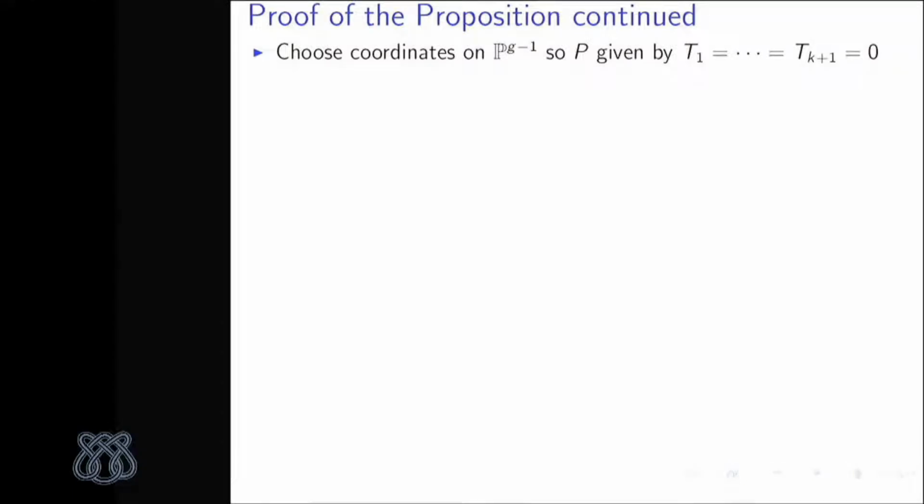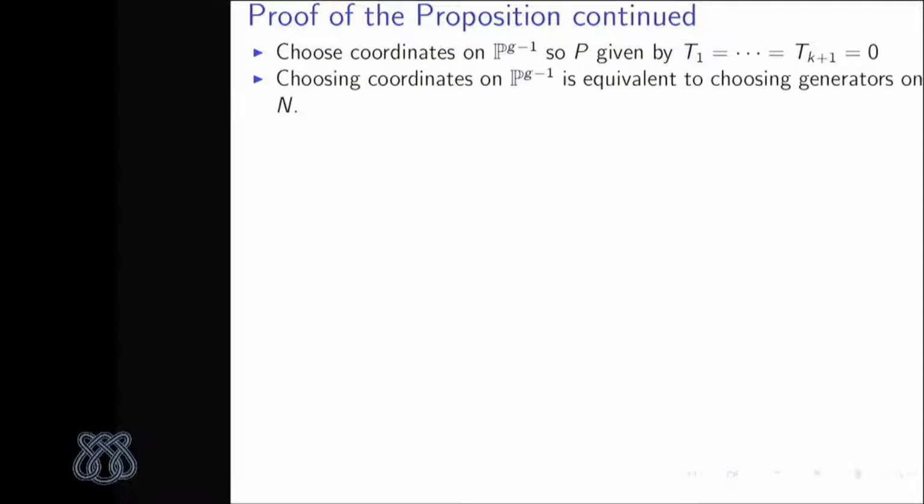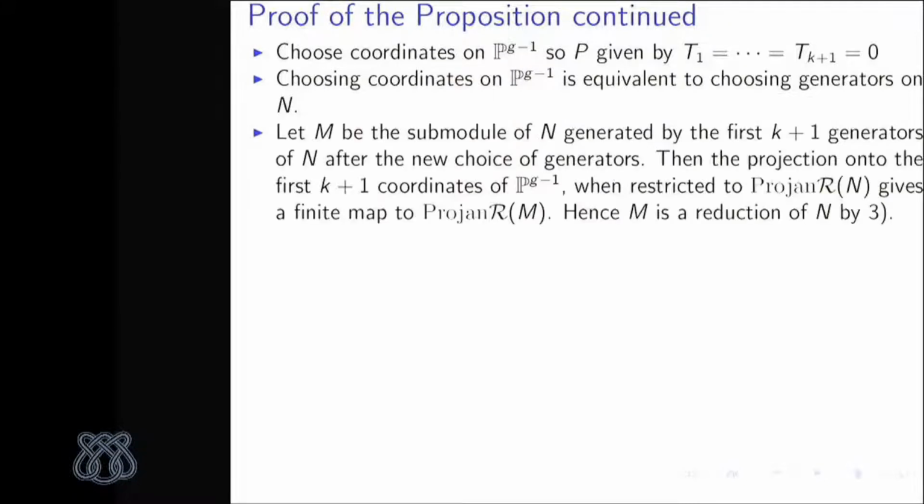Well, we choose coordinates on P^(G-1) so that our plane is given by the vanishing of the coordinates t_1 through t_(k+1). And then choosing these coordinates is equivalent to choosing generators on N. So let M be the submodule of N generated by the first k plus 1 generators of N in the new choice of generators. Then the projection onto these first k plus 1 coordinates gives a finite map, and so M is a reduction of N. Okay.